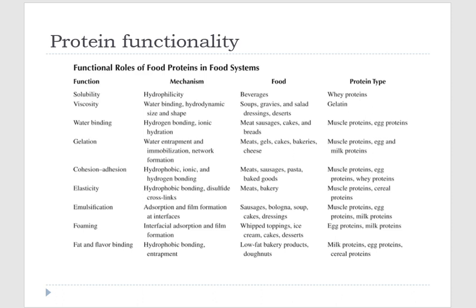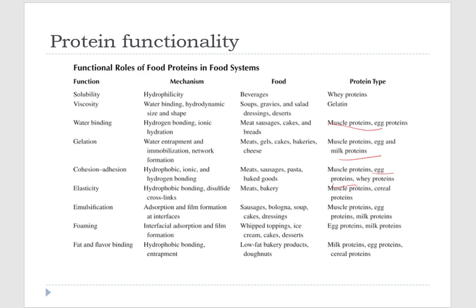Proteins must show good and multiple functionalities in order to perform well in food systems. No single protein exhibits all the functional properties listed here. Especially proteins of animal origins, for example, the muscle proteins, milk proteins, egg proteins. So they are widely used in fabricated foods. These proteins are mixtures of several proteins with wide-ranging physicochemical properties, and they are capable of performing multiple functions.